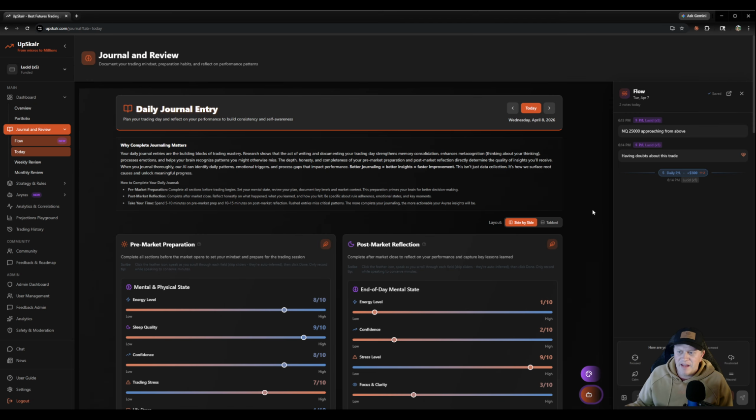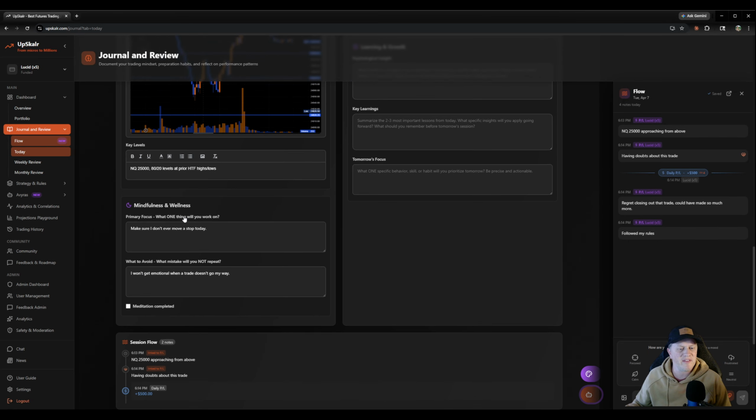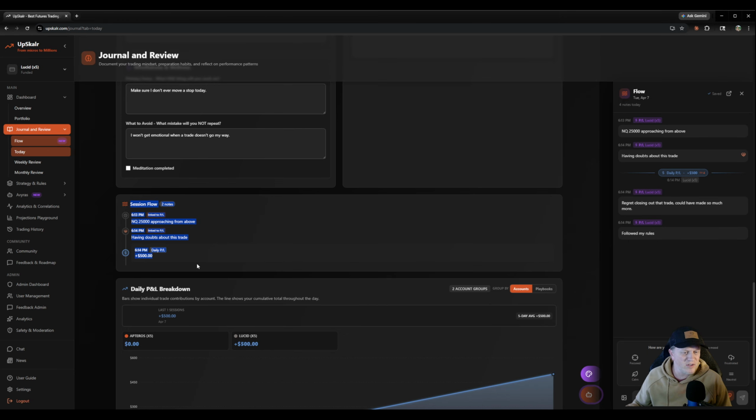Okay. Then you're going to type, regret closing out that trade, could have made so much more. Follow my rules. So you can see, right, the idea is that if you're within a certain period of time of logging a trade before or after, and you're documenting the flow, it's going to tie these things together. So where does this play in? Well, now when you go to the journal at the end of the day, you can see your session flow. It's documented here for you every day.